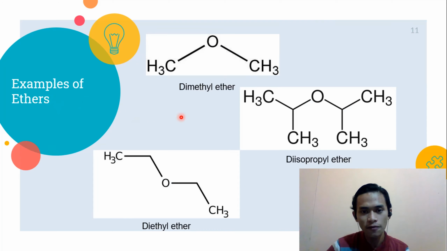Examples of ethers. The first example is dimethyl ether, because this compound has two alkyls, namely two methyl, so the name should be dimethyl ether. This one is diisopropyl ether because there are two isopropyl alkyls. And this one is diethyl ether because in this compound there are two ethyl alkyls. Actually, ethers are also called alkoxyalkanes. So dimethyl ether is also called methoxymethane.